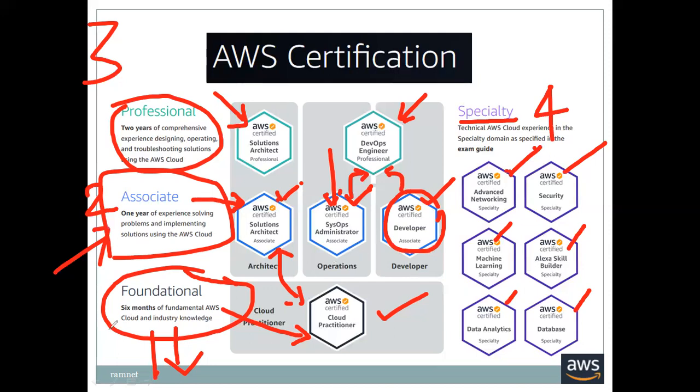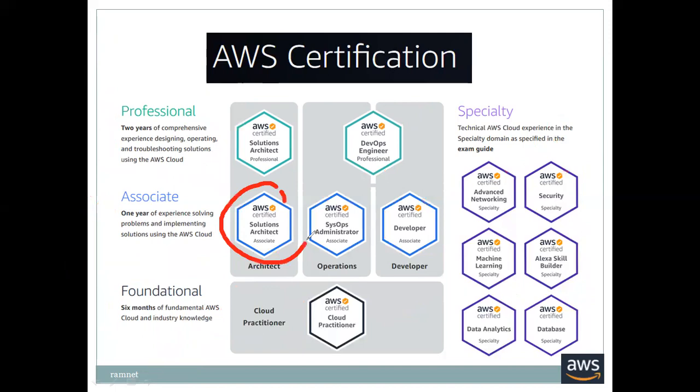So first one is the foundational. Second one is the associate. Third one is the professional. The fourth level, the highest level of certification, is the specialty. So which one should I start with? If you have around 3 or 4 years of experience and you are an engineer doing some kind of hands-on activity on networks, servers, applications, databases, or software programming, you can come directly to the second level.